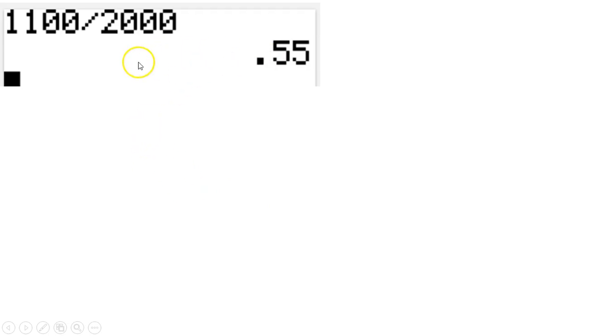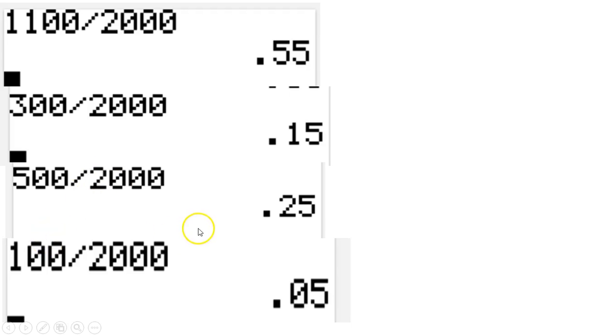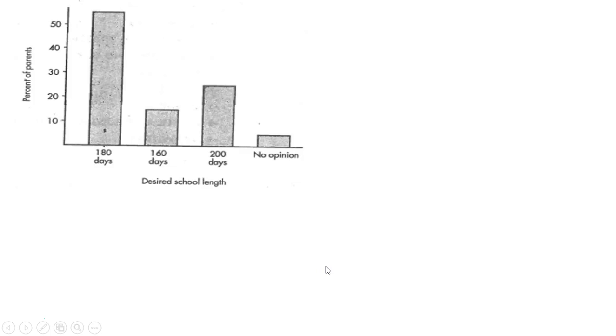I'm finding the percentages now using the calculator. Basically, in the calculator, this is what I typed in with the 1,100. This is what I typed in with the 300. This is what I typed in with the 500. This is what I typed in with 100. This is what I typed in to get the percentages. That's all I did. So now I know the percents of each one.